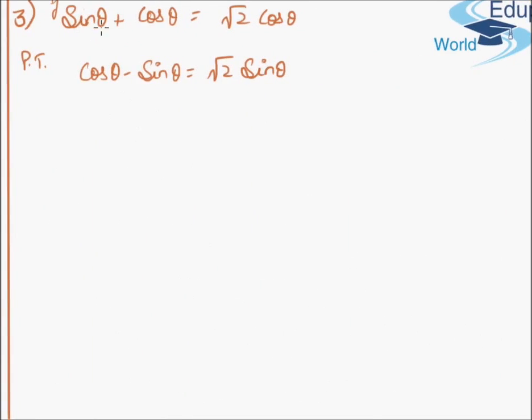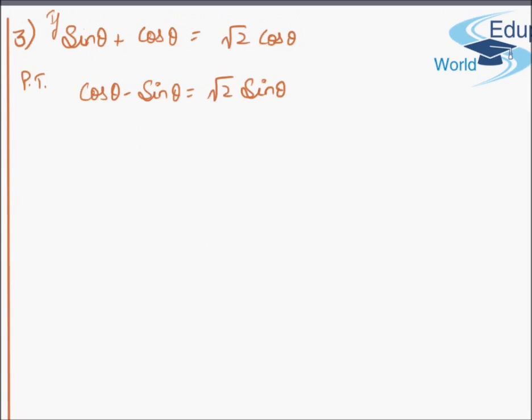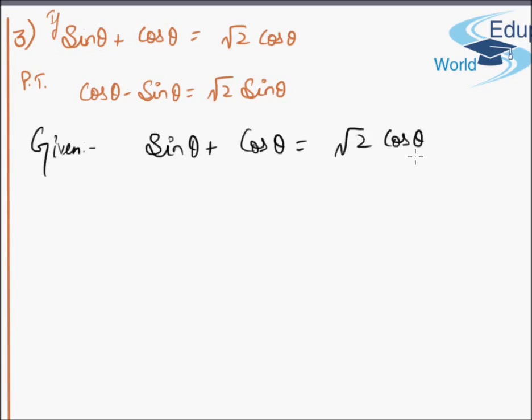The question says, if sin theta plus cos theta is under root 2 cos theta, prove that cos theta minus sin theta is under root 2 sin theta. So we are given sin theta plus cos theta equals under root 2 cos theta. Since it is the given equation, we will now use this equation to prove the required part.